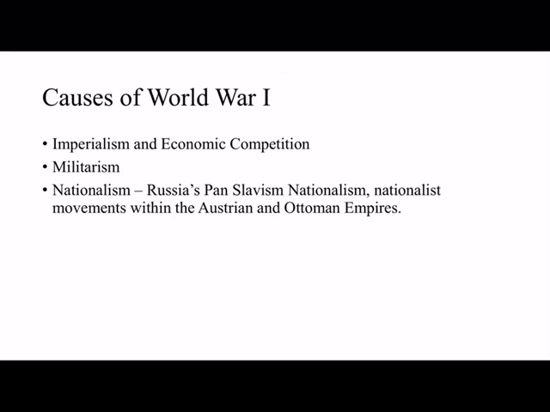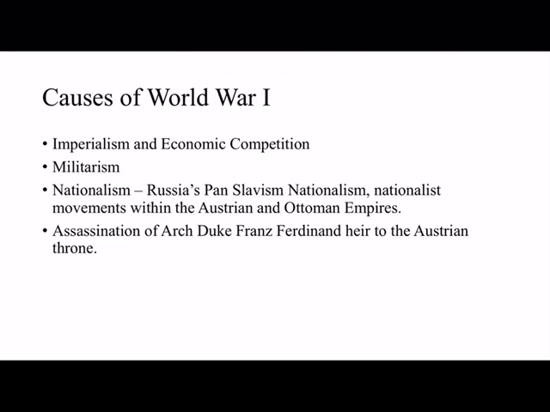Keep that in mind when we get to the assassination of the Archduke and how the alliance system triggered the beginning of the war. And then also you have nationalist movements within these two large multinational, multi-ethnic empires, Austria-Hungary and the Ottoman Empire. That will be important as well when we talk about the assassination of the Archduke. So let's get right into it.